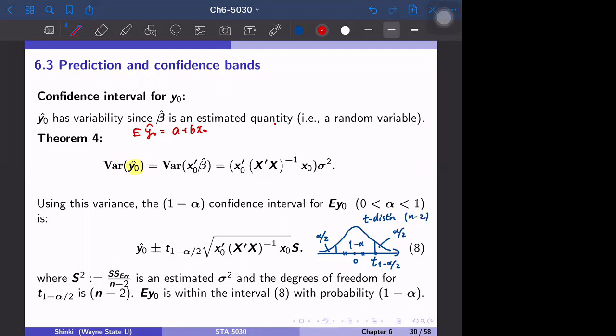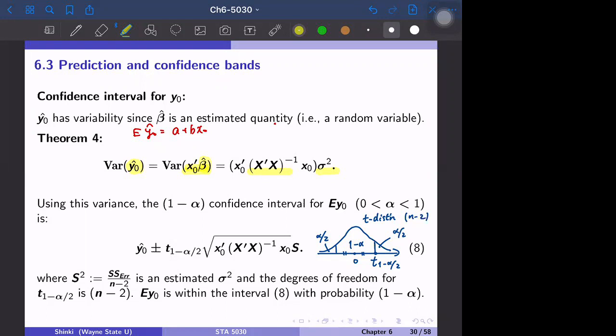So variance of y0 hat. What is the variance of y0 hat? And y0 hat is equal to x0 transposed times beta hat by definition. So we defined y0 hat, the best estimate when x0 is given. So that is y0 hat. And we know the variance of beta hat. We have derived the formula in theorem 2 of the same chapter. So that was (x transpose x) inverse times sigma square.